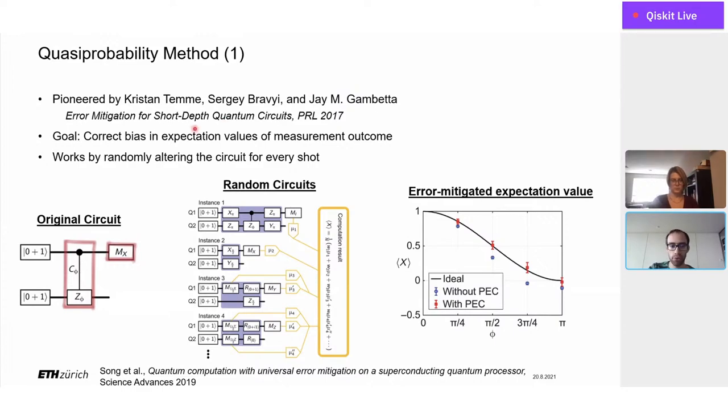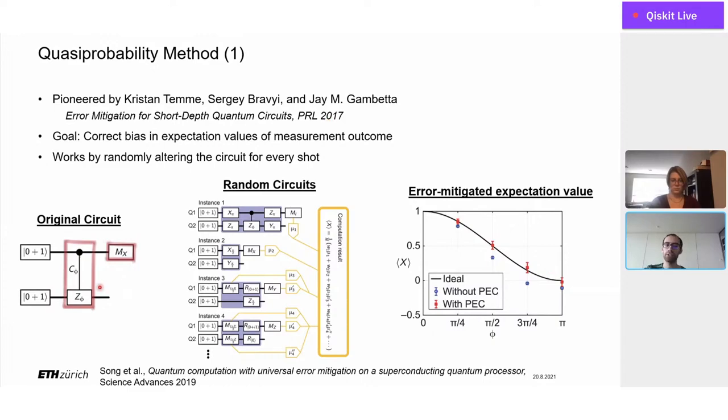Here on the bottom, I put some pictures from Song et al., which provided, I think, the first experimental realization of the quasi-probability method. Here on the left, you can see the original circuit that they want to error mitigate. This is a very simple circuit. You have two qubits in a plus state. You do some kind of controlled Z rotation, and then you measure one of the qubits. Let me jump already to the right side. You can see the ideal expectation value of that measurement outcome, depending on the value phi of that rotation. That would be this black line here.